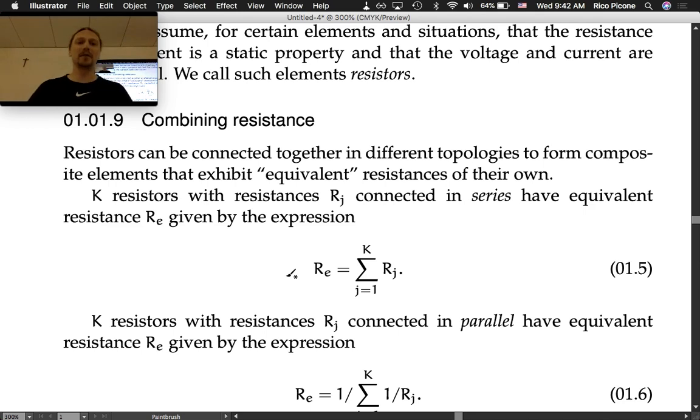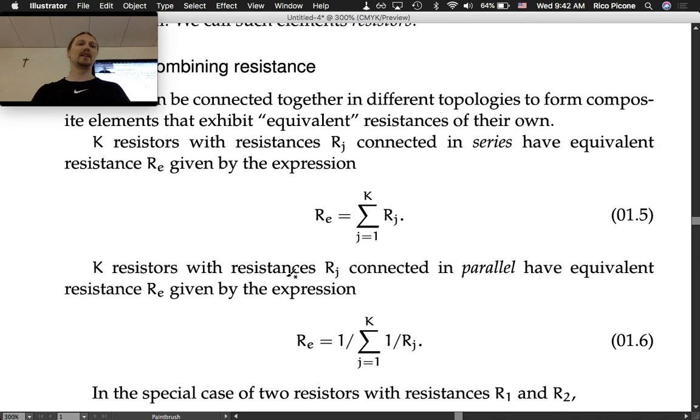K resistors with resistances Rj connected in series have equivalent resistance, we'll call it Re, given by the expression Re is equal to the sum over all of the resistances in series. So just add them up. If you have a 50 ohm resistor and you have a 200 ohm resistor and they're in series, you now have a 250 ohm equivalent resistance between those two.